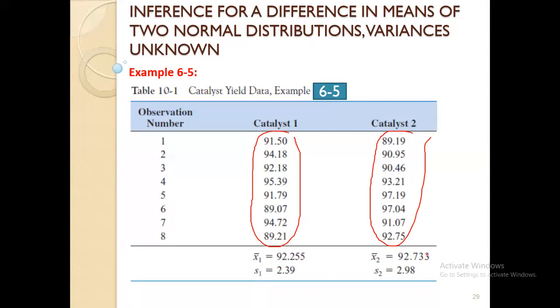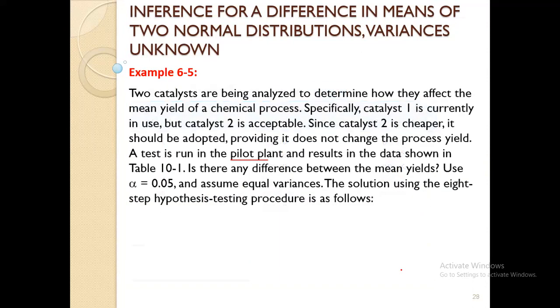92.255, 92.733. I would like to compare whether these catalysts give the same percent yield or not. The next engineering solution: we will use the new one because the new one is cheaper. We have to check it based on alpha equal to 0.05.